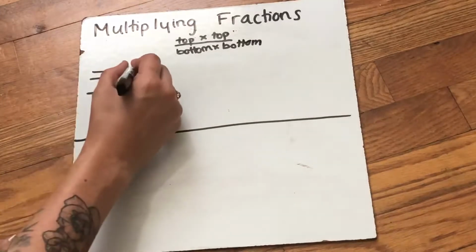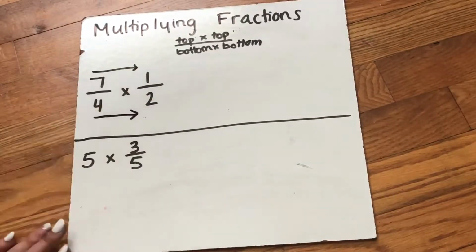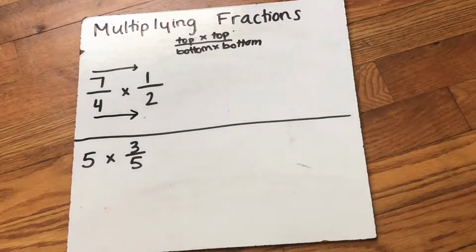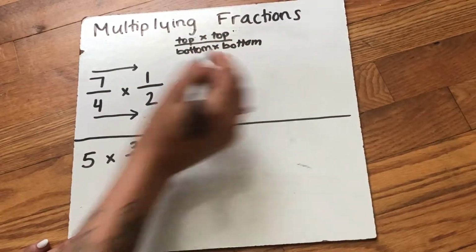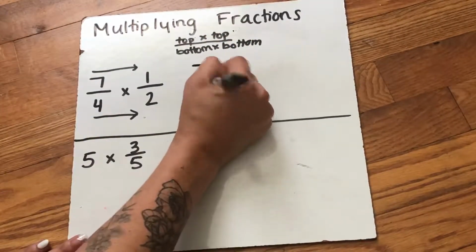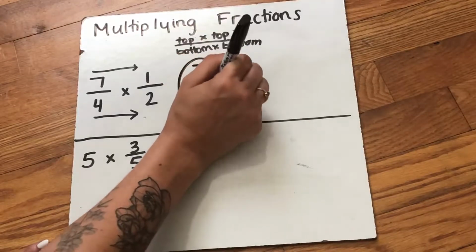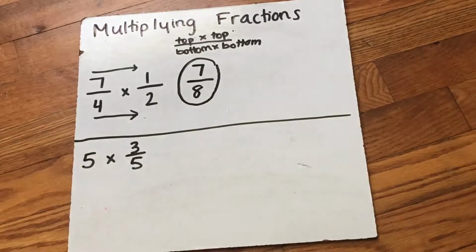When I'm solving these problems, I like to draw these arrows just so that I remember the steps and I don't mess anything up. So I have 7 times 1 is 7. 4 times 2 is 8. And that cannot be simplified, so 7/8 is my final answer.